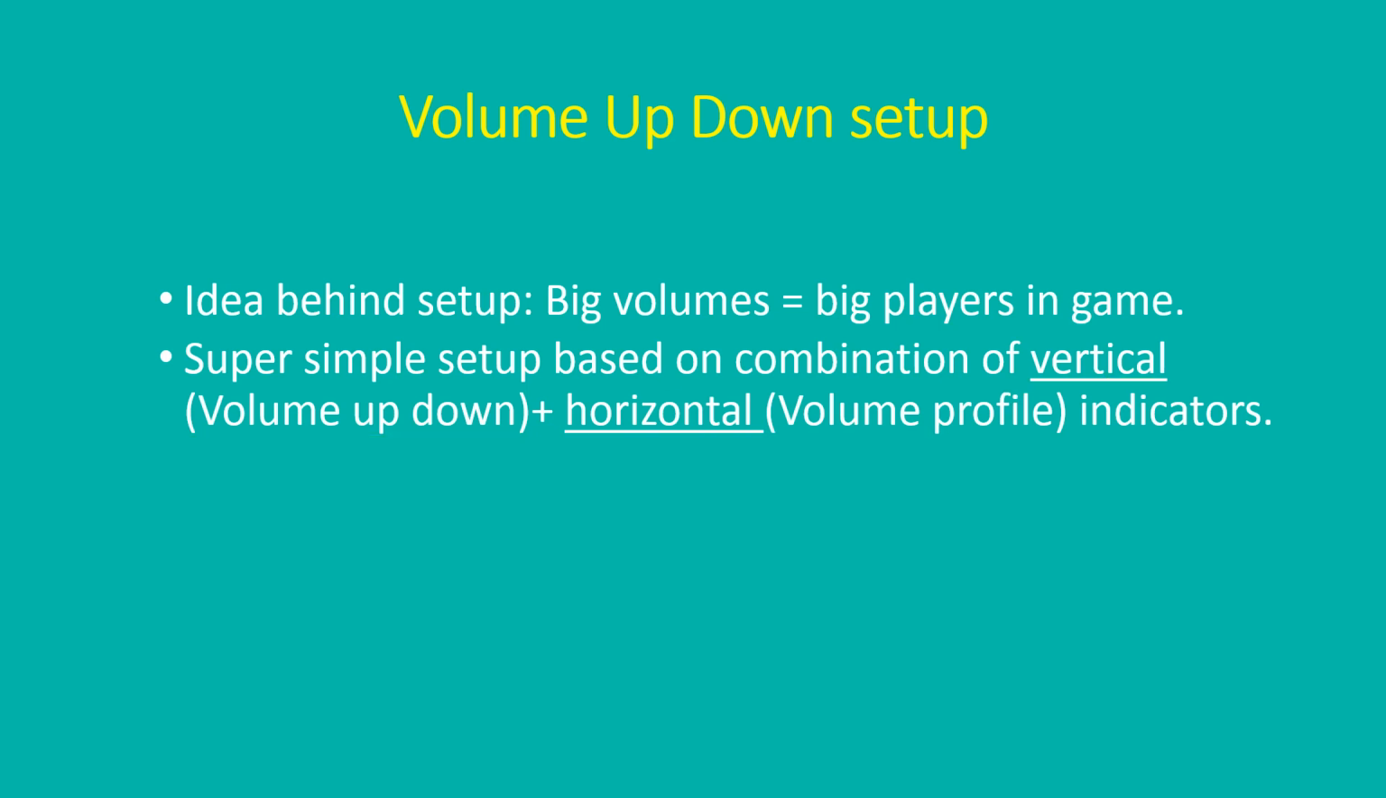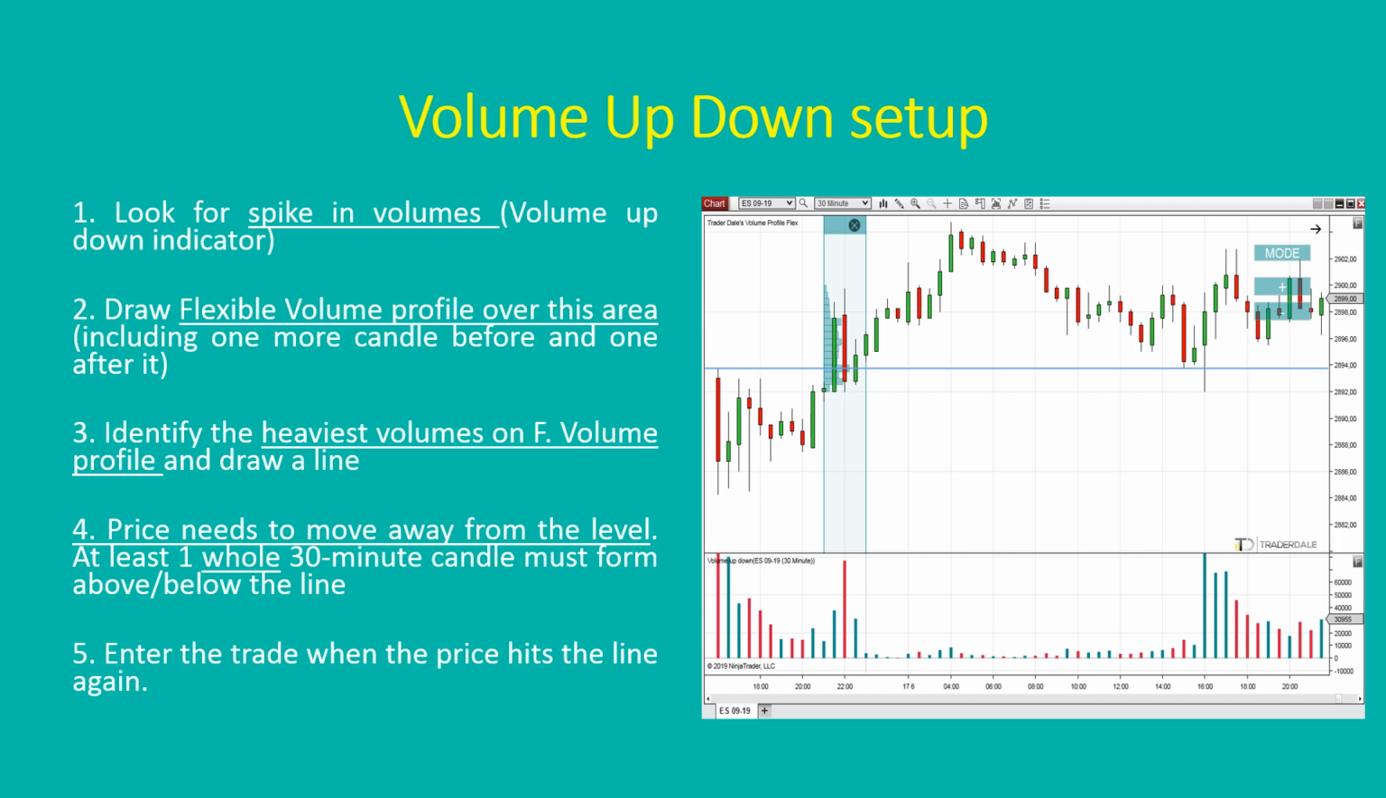So let me show you how the setup looks. Here are the steps for the trading setup. The first step is you look for a spike in volumes on the volume up-down indicator. This is the volume up-down indicator, this one. As I said, it's a built-in indicator, it's already in NinjaTrader, it's a free one. It's called volume up-down. Here it is written.